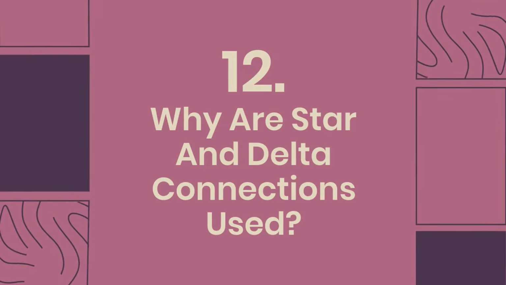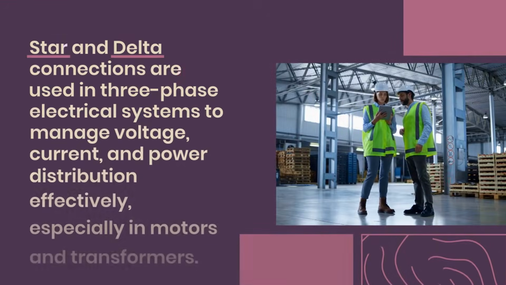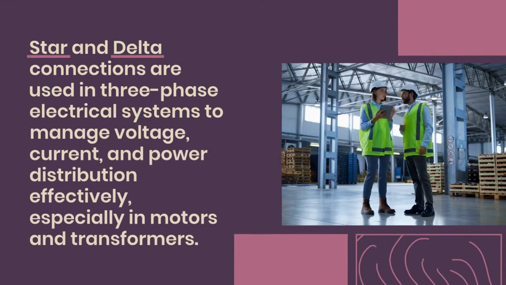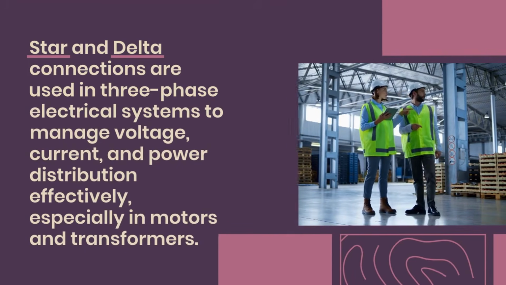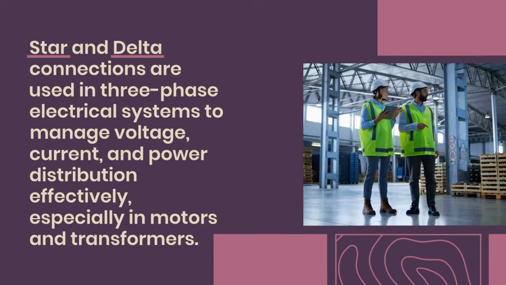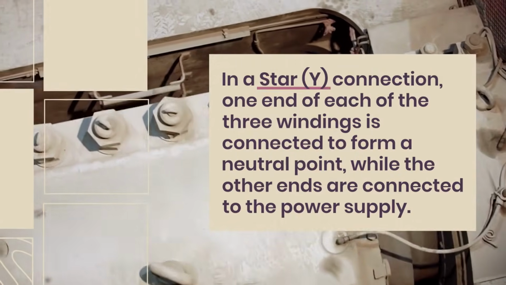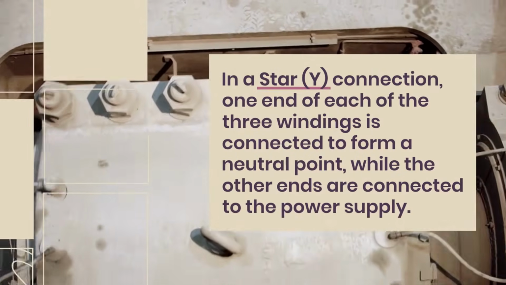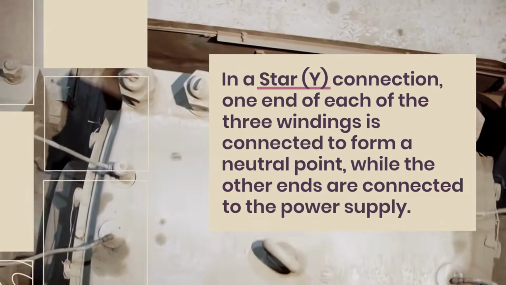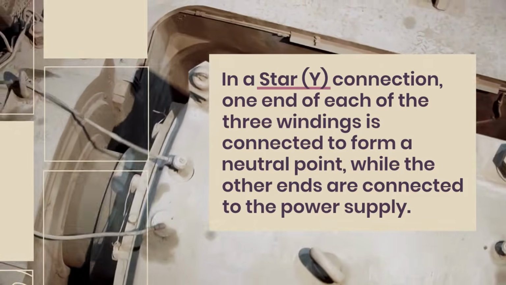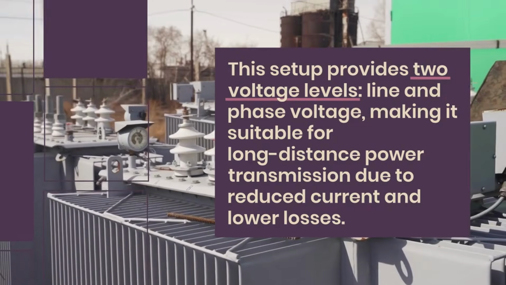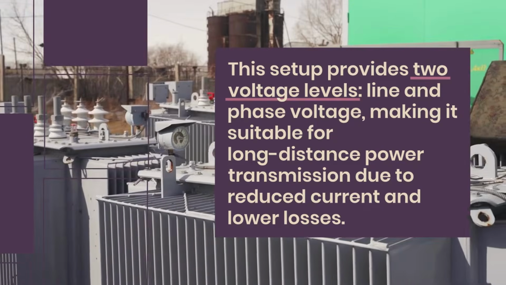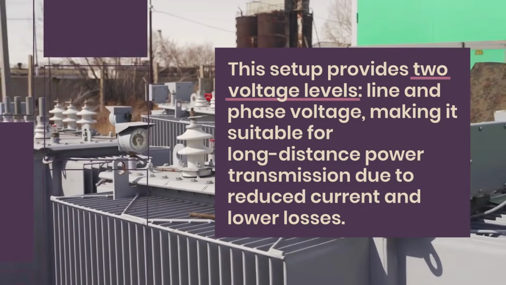12. Why are star and delta connections used? Star and delta connections are used in three-phase electrical systems to manage voltage, current, and power distribution effectively, especially in motors and transformers. In a star (Y) connection, one end of each of the three windings is connected to form a neutral point, while the other ends are connected to the power supply. This setup provides two voltage levels, line and phase voltage, making it suitable for long-distance power transmission due to reduced current and lower losses.